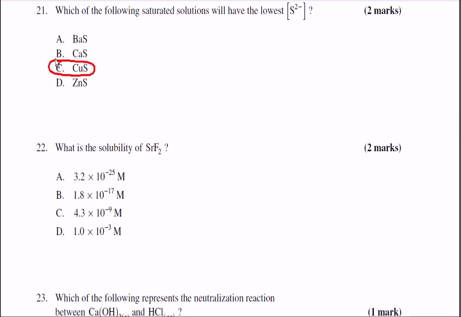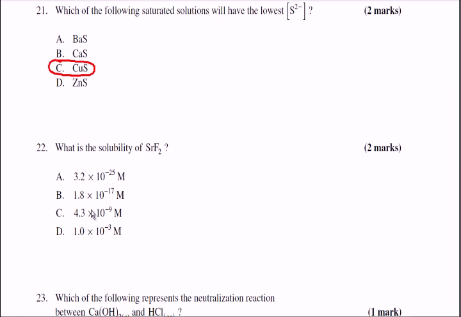Okay, what would have the second lowest sulfide concentration is this one, zinc. Now these two up here are soluble, so they would have quite high sulfide concentrations relative to these two.